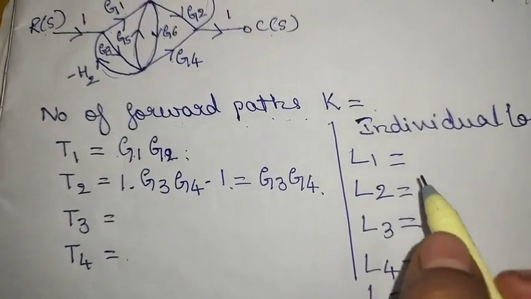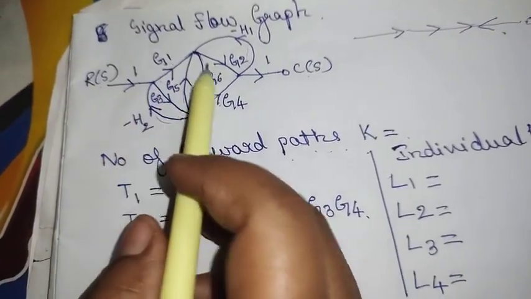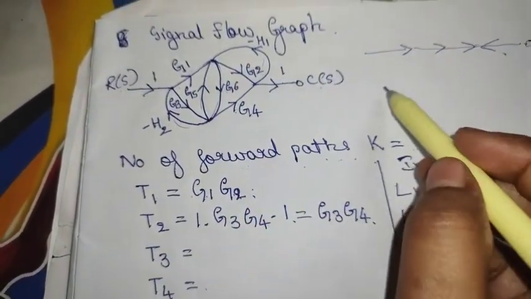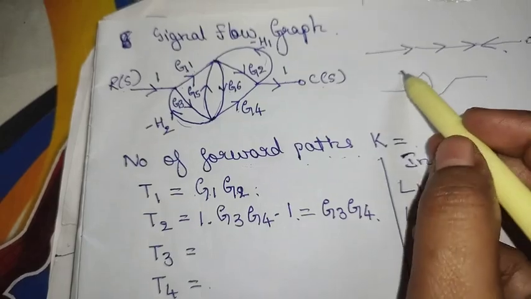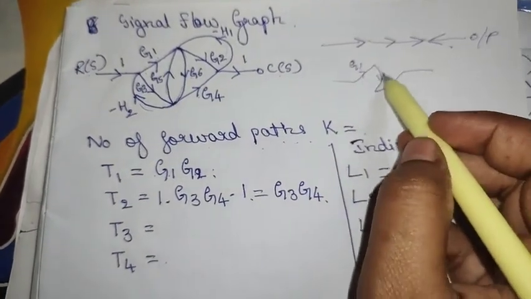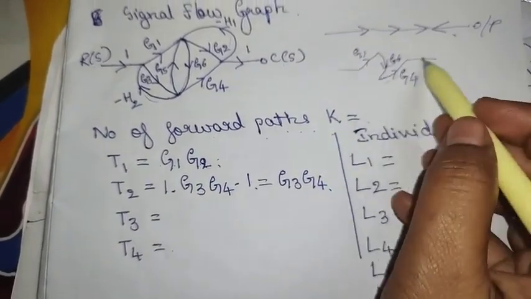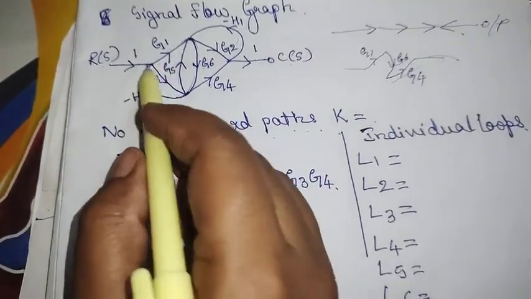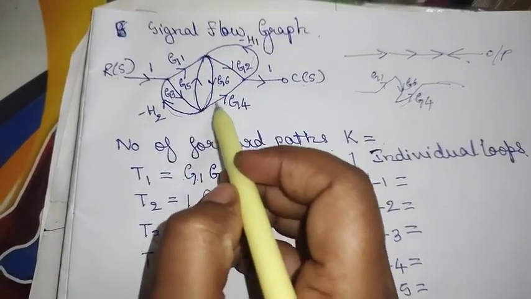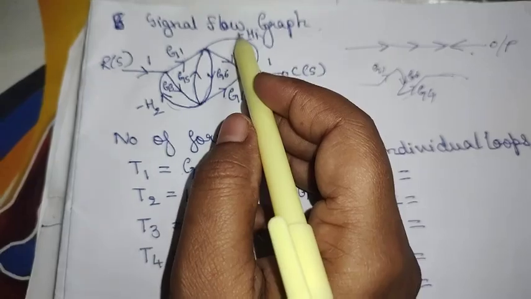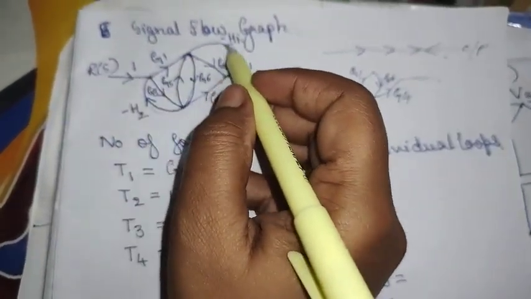What is the third path? If you observe here, 1 G1 G6 G4 1. So it is coming like this, and it is nothing but G1, and it is nothing but G6, and it is nothing but G4. So like that, it is for input to output. It is not to the opposite direction. If you come like this, G1 and G5, it is opposite direction. So G1 G6 G4 1. And one more thing, we cannot take this feedback. Even if you observe here, it is an opposite direction.